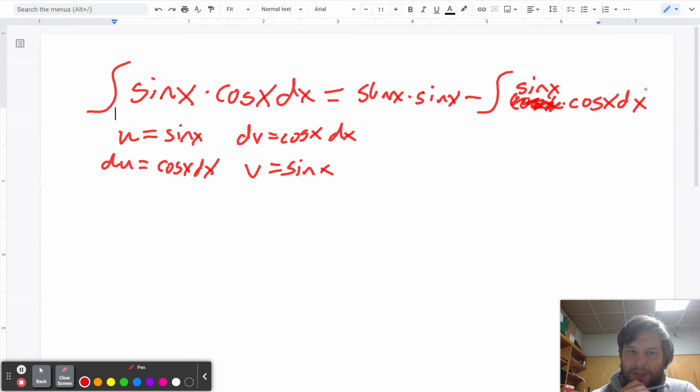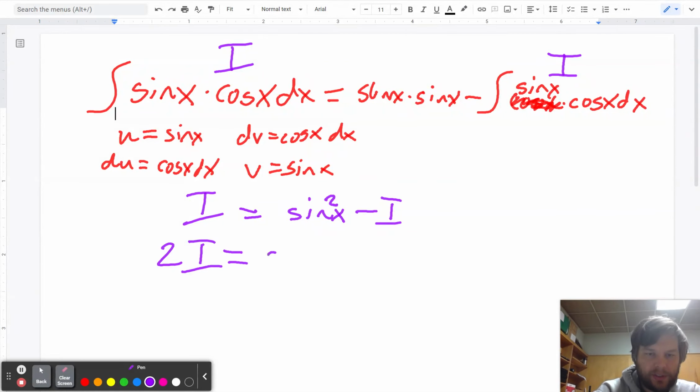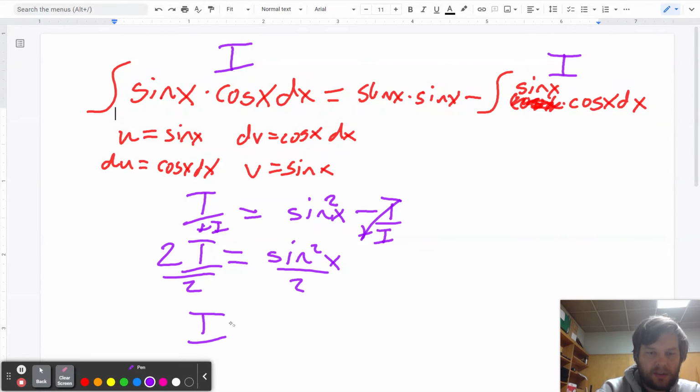And so what I noticed here is that the original integral I shows up again right here. So what we have is I equals sine of x times itself minus I. In other words, 2 times the original integral is sine squared of x. I just added I to both sides of the equation. And then if you divide by 2, you get that your integral is equal to sine squared of x over 2. Of course, you have your plus c.